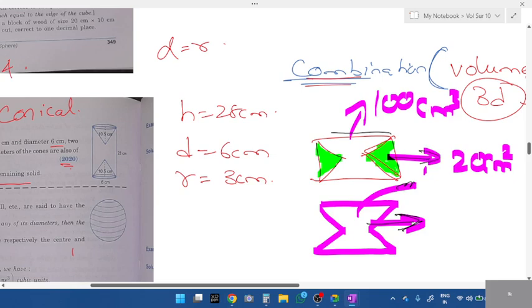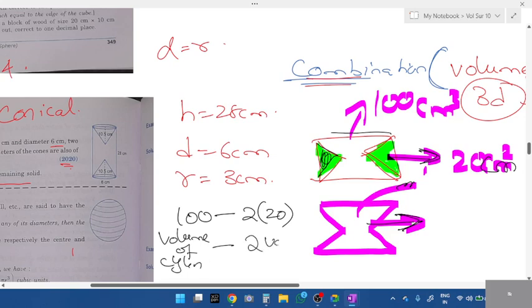What is the volume? Total cylinder is 100 centimeter cube. Each cone is 20 centimeter cube. How many cones do we have? Two cones. So 100 minus 2 into 20. What is this? Volume of cylinder. Yes. Volume of cylinder minus 2 into volume of cone. This is the formula.